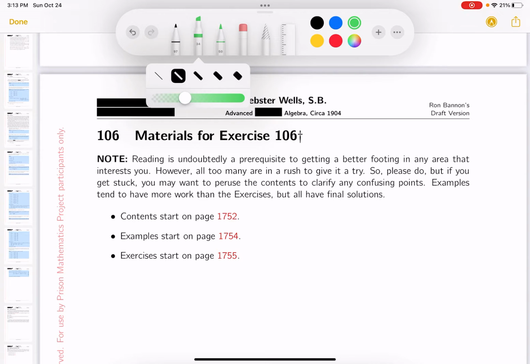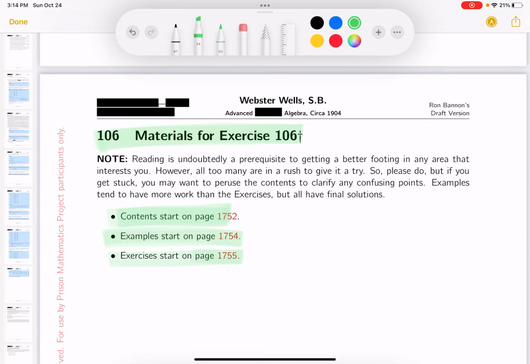Okay, we're in section 106 now. As always, contents, examples, and exercises.